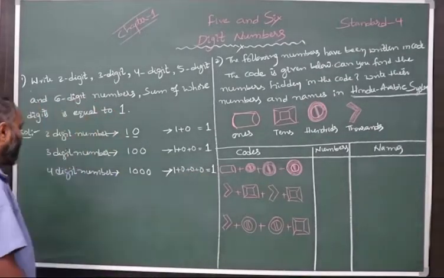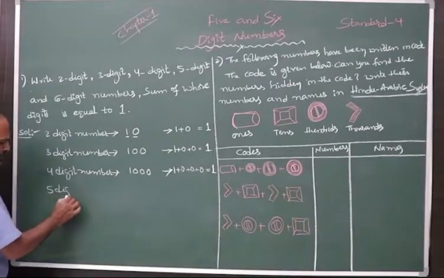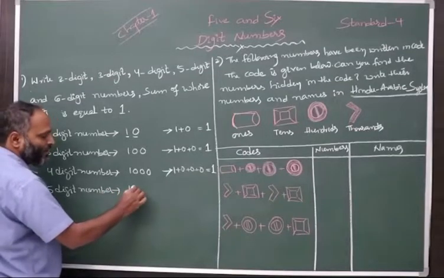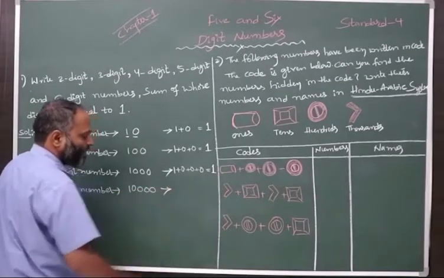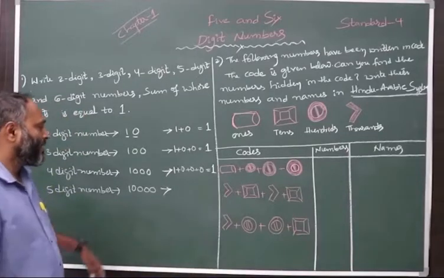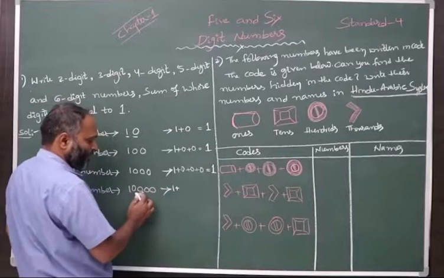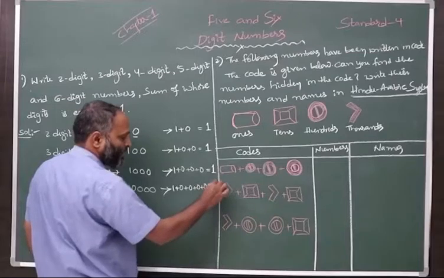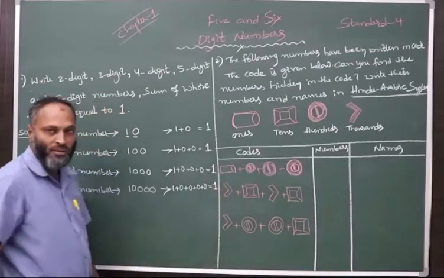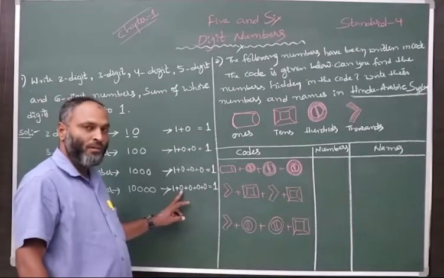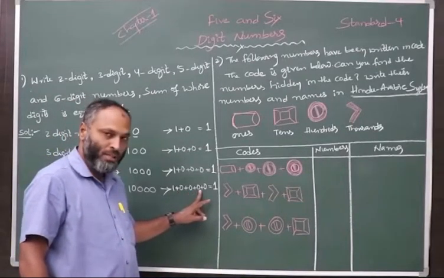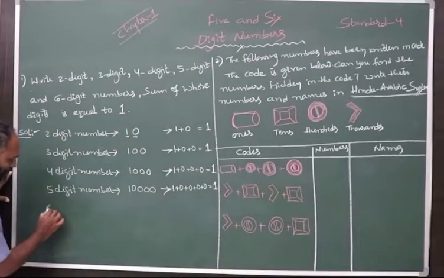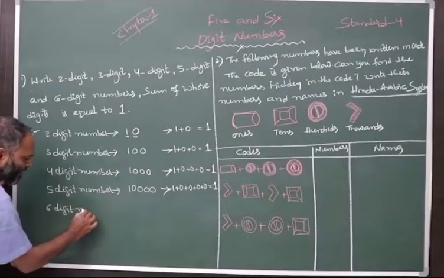In the 5-digit number, I want to take 10,000. If I add the digits, 1 plus 4 zeros, 0 plus 0 plus 0 plus 0, the answer is again the same, that is 1. In the last, he asks for a 6-digit number also.